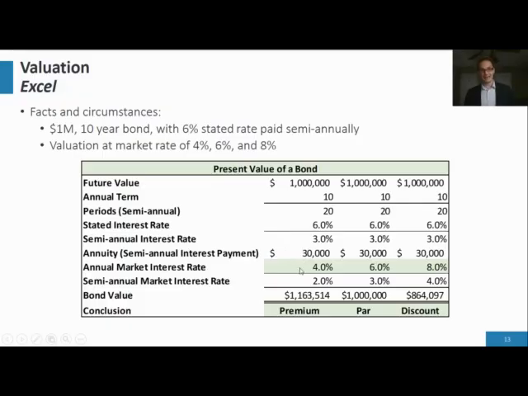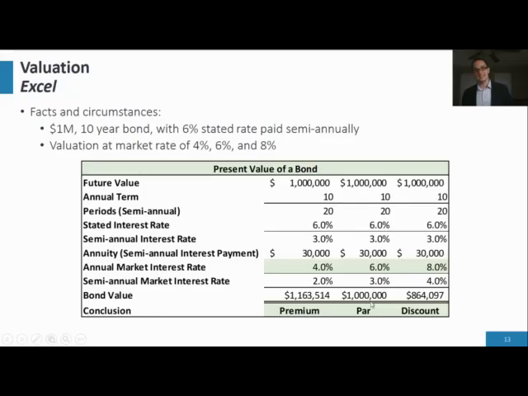Then we would look at the market rate being 4%, 6%, or 8%. Everything above this is the same. This fact pattern won't change. The market rate is what changes the valuation, which results in different semi-annual market interest rates of 2%, 3%, 4%. These are just half of the market rates listed here, and we can see the bond valuation and premium, par, discount conclusions. So again, we can go back to our original slide: if the market rate's at 4%, but our stated rate is higher, it makes sense that we have a premium. And when you're doing your questions, make sure that it logically makes sense. Oh, our stated rate is higher than the market rate, so the premium makes sense. My calculation is probably correct.